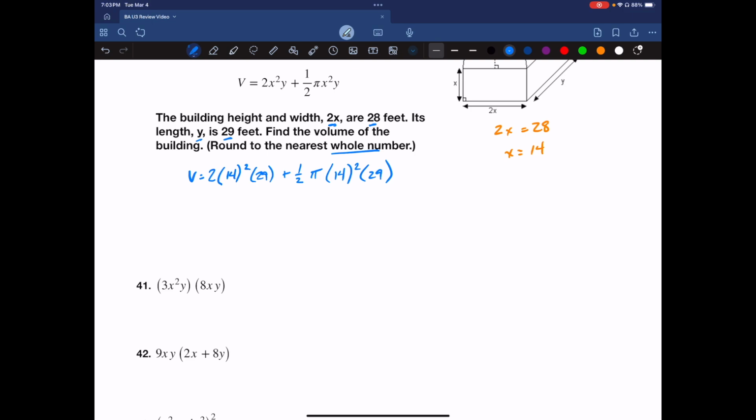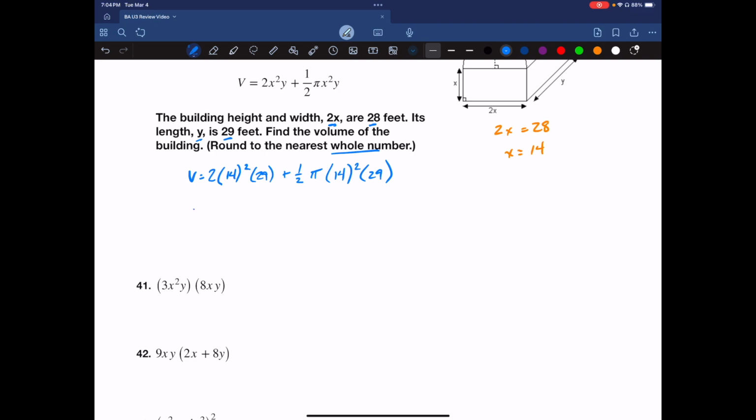So it says round to the nearest whole number. Remember your rounding rules. If I'm looking at 5.6 and I want to round to the nearest whole number, then I look at the number right behind the decimal, and if it's 4 or less, I keep the number the same. If it's 5 or higher, I round up. So if I'm rounding up to the nearest whole number here, it's going to be a 6.